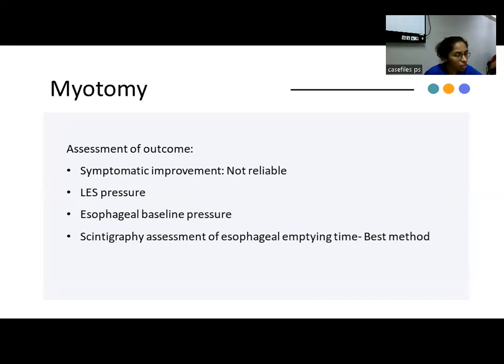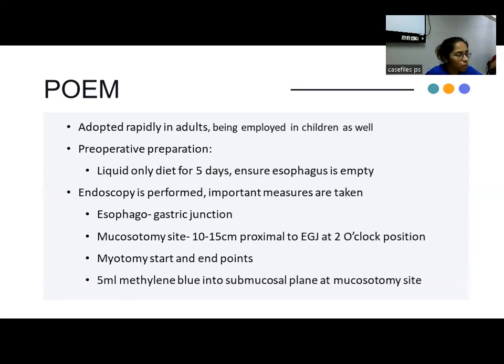Coming to the assessment of the outcome, there will be symptomatic improvement after the myotomy. However, it is not reliable, and a lower esophageal pressure or esophageal baseline pressure can be done. However, the best method to assess the outcome of the myotomy is the scintigraphy assessment of the esophageal emptying time. Coming to the POEM, that is the per-oral endoscopic myotomy.